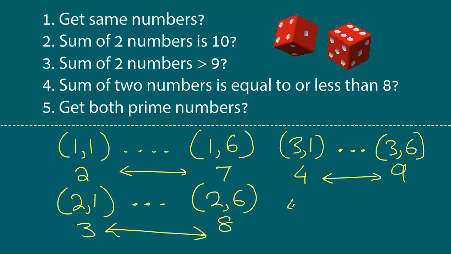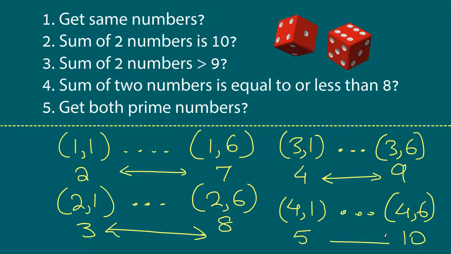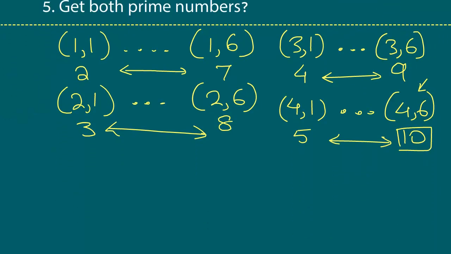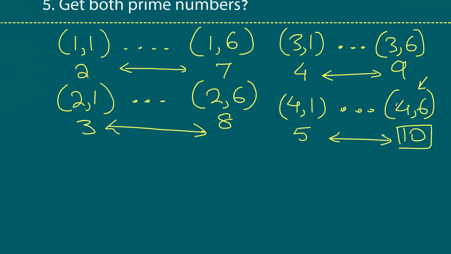It's when we get to the fourth row here, and then the last value here will be 4 and 6. Now here we have, this is 5 and this is 10. Now we have seen a 10, right, which is this outcome. Alright, so we have found one favorable outcome to our event, the sum is 10.